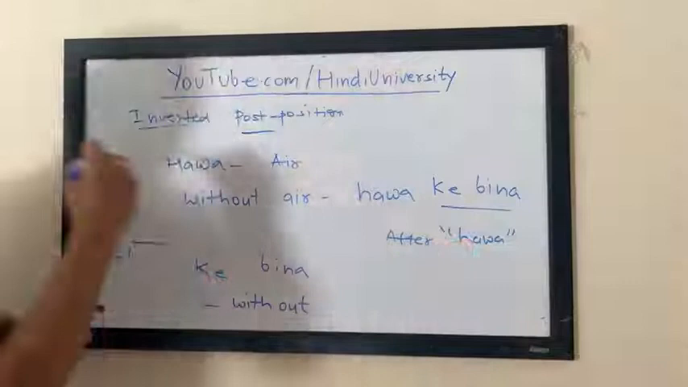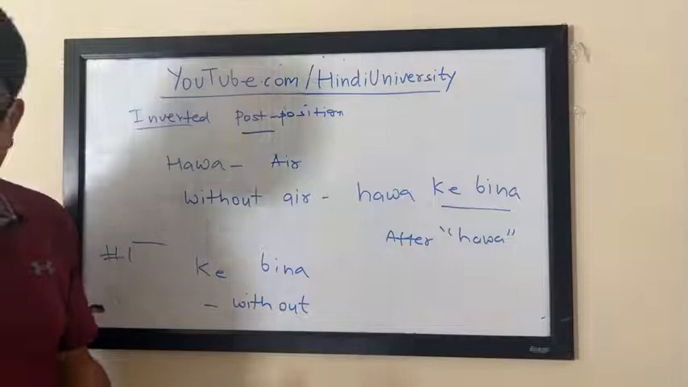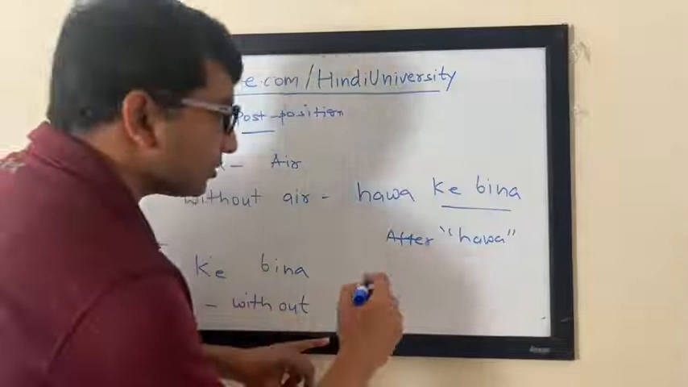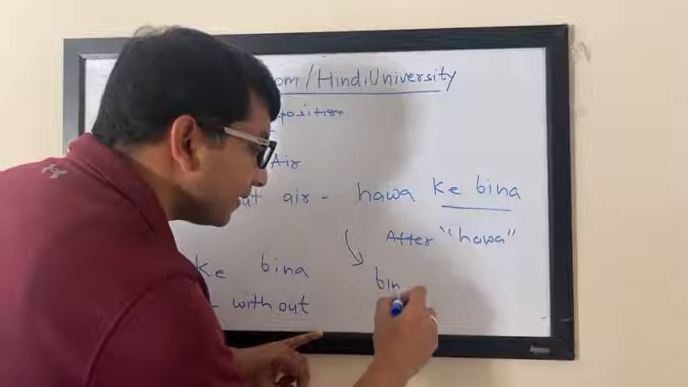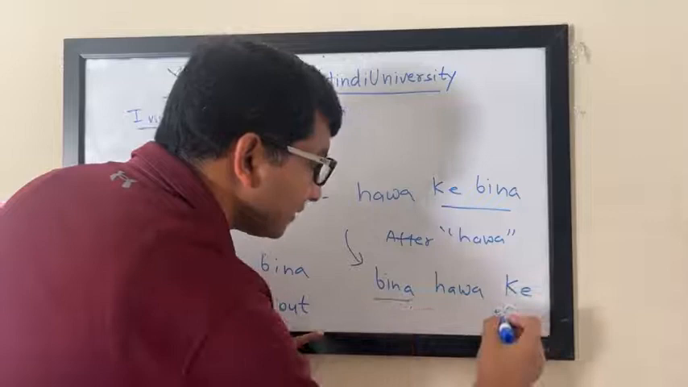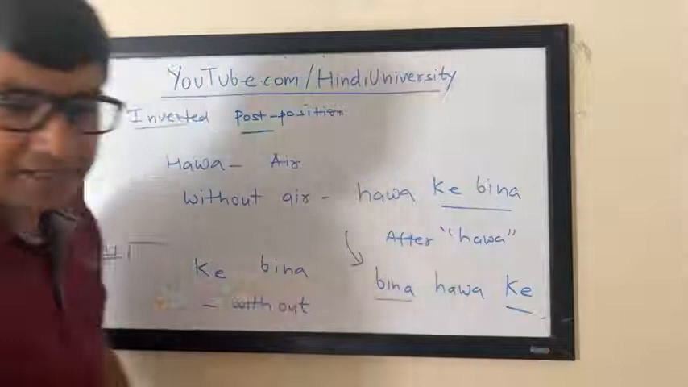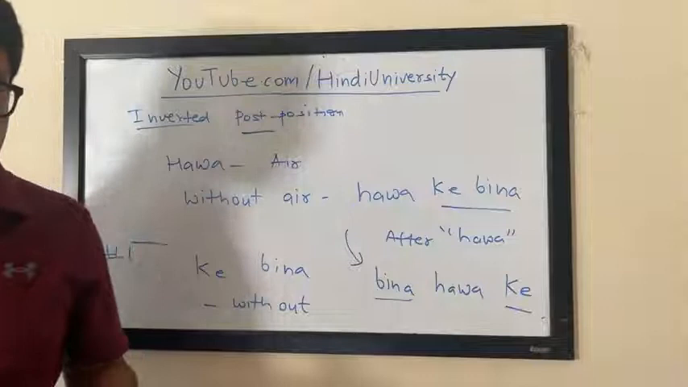What this term inverted postposition means is that there are about 4 or 5 compound postpositions which allow you to change the position, to emphasize the meaning of it. Same thing you can say, bina hawa ke. So you split bina ke, these two things, and you put bina hawa ke. It means the same thing, it's just emphasizing the sentence you are saying.